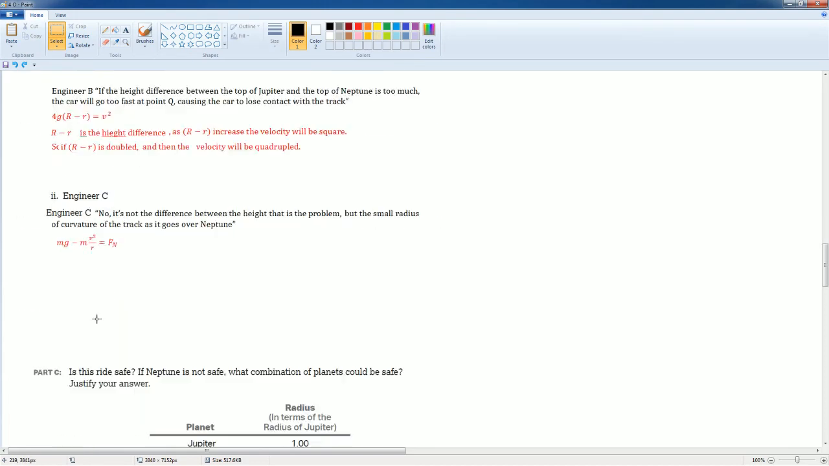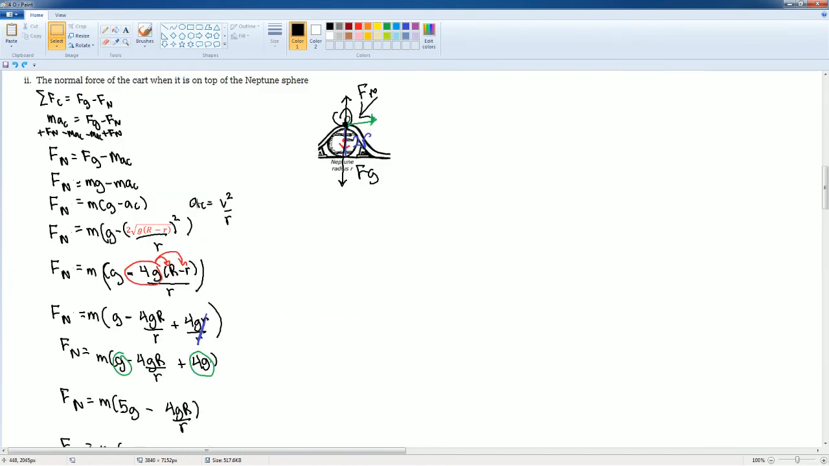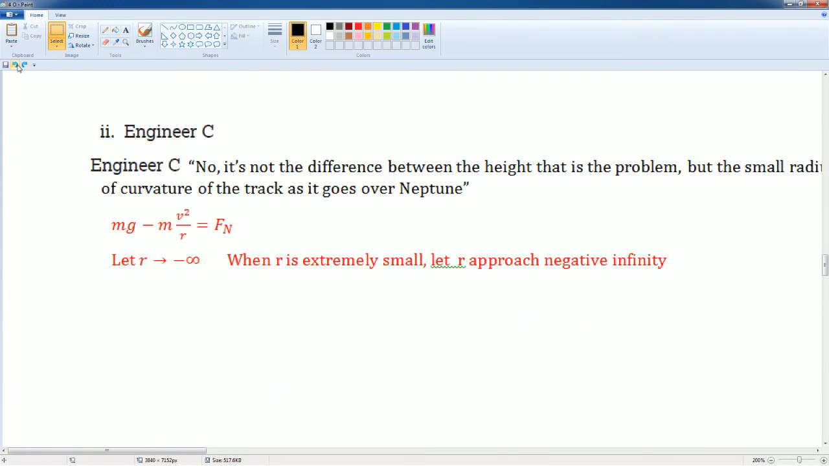So hold on, where was it? Yeah, mg minus mv squared over r. That's where I made the substitution. So I basically did this step right here. You just had to plug in v squared over r here. I saw that if I let r approach negative infinity, because it goes extremely small, to the point that it goes towards negative infinity, then this whole term of mv squared over r will become a large negative number.